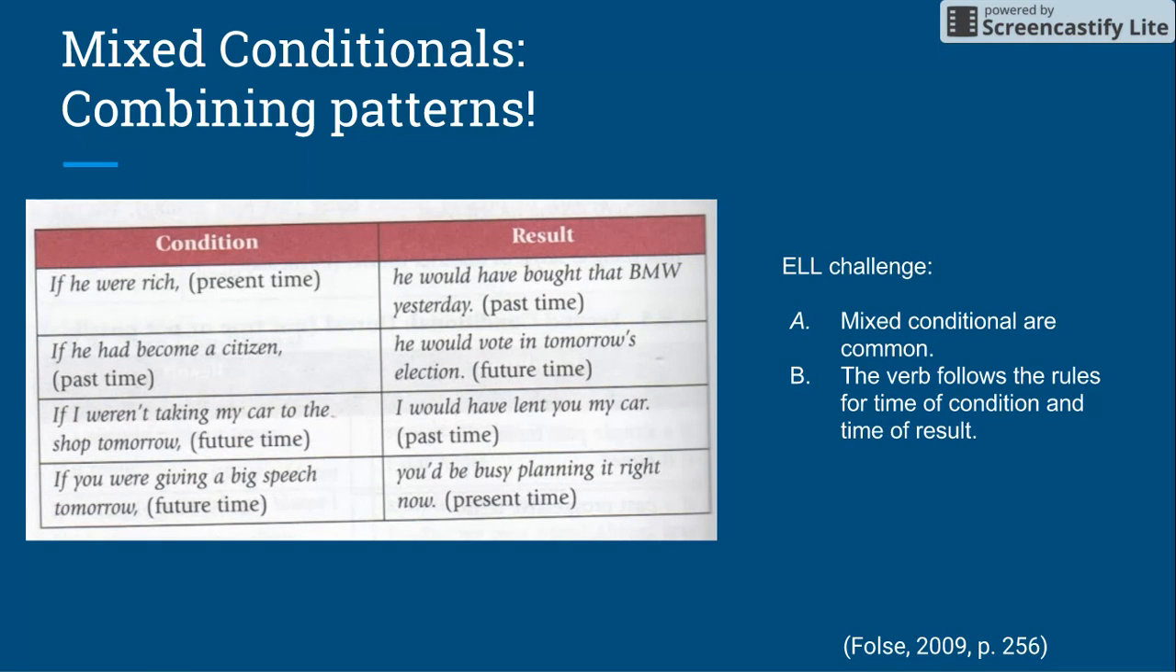Again, you could have another combination. You could have the past time and future time. For example, if he had become a citizen, he would vote in tomorrow's election. Or you could have a future and a past, or a future and a present. So these combinations are very common, and that makes it even additionally challenging for English language learners, especially English language learners trying to fit their understanding of conditional into the traditional typology.